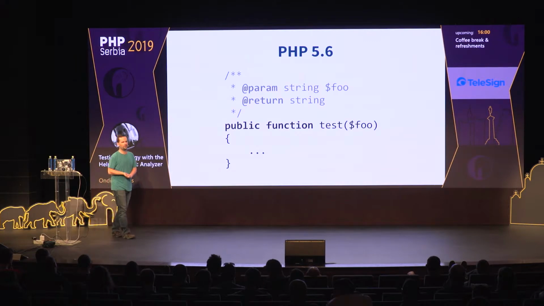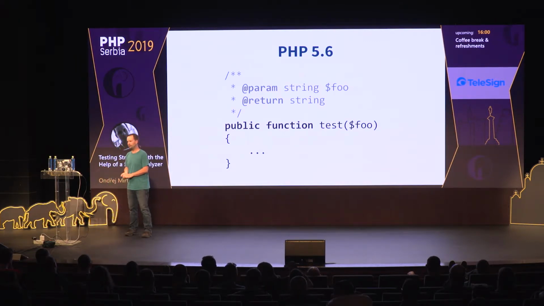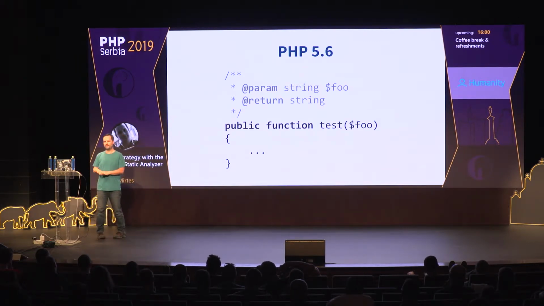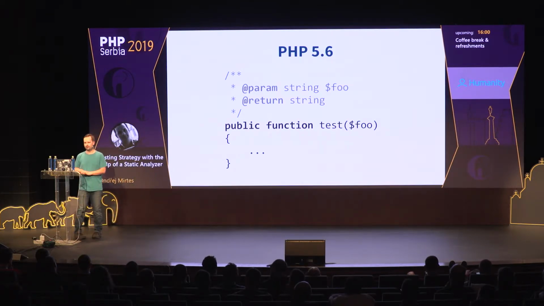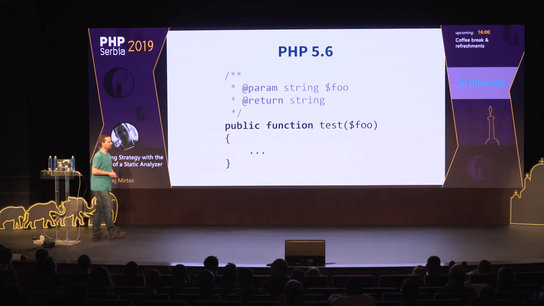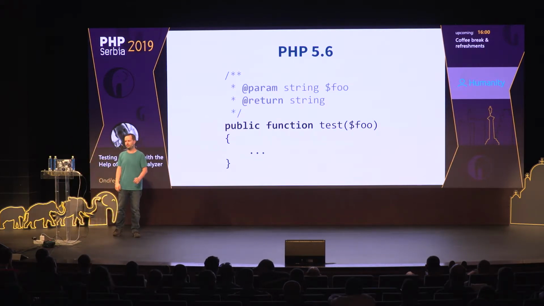Okay, so for those who aren't on the newest version, I recommend upgrading, because you can really benefit from a newer PHP version. You can write nicer code, you can write safer code, and with PHP 7 you get a really nice big performance bump. So I will go a little bit through the history of type hinting in PHP versions.